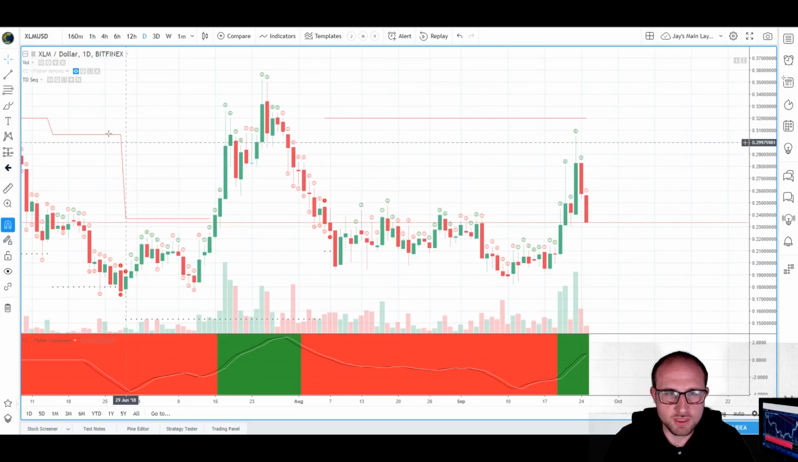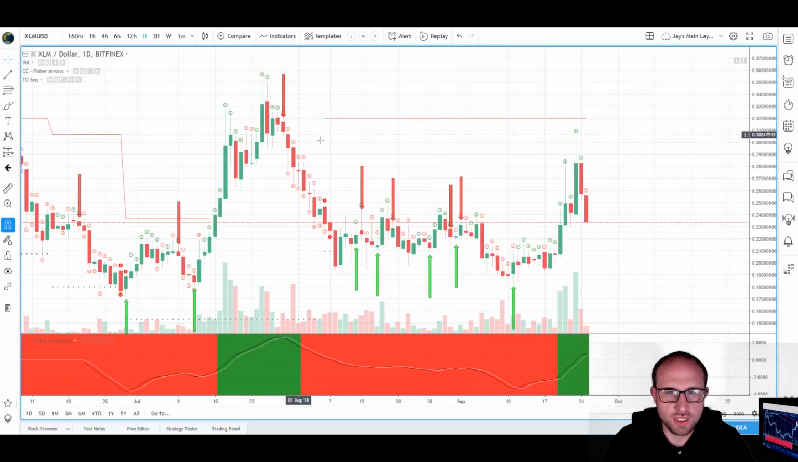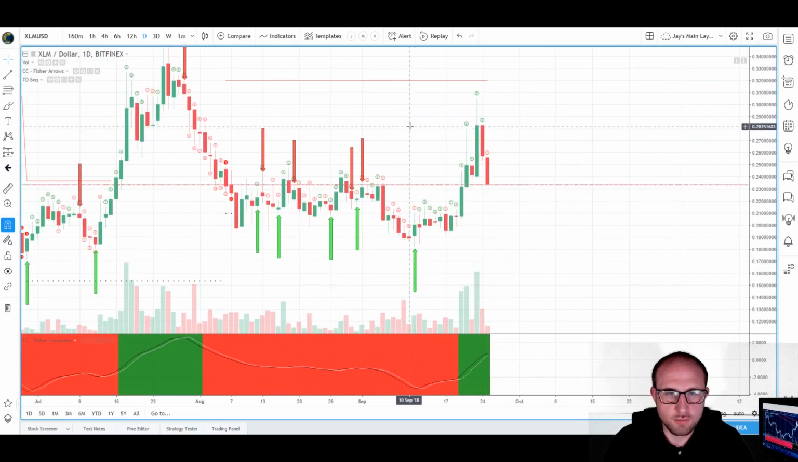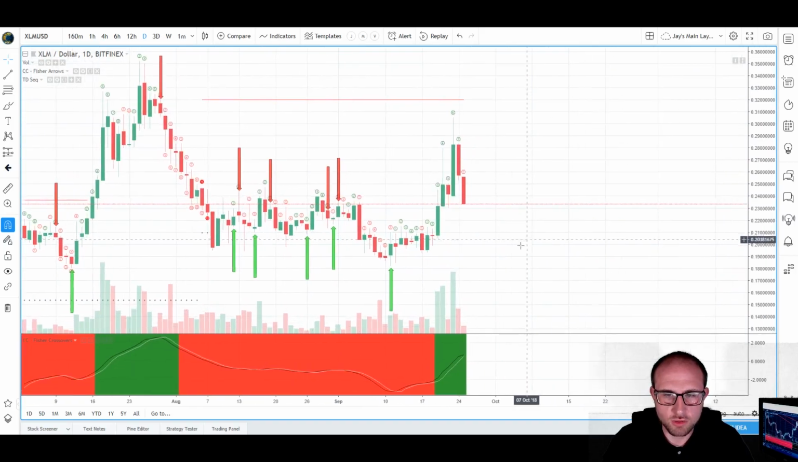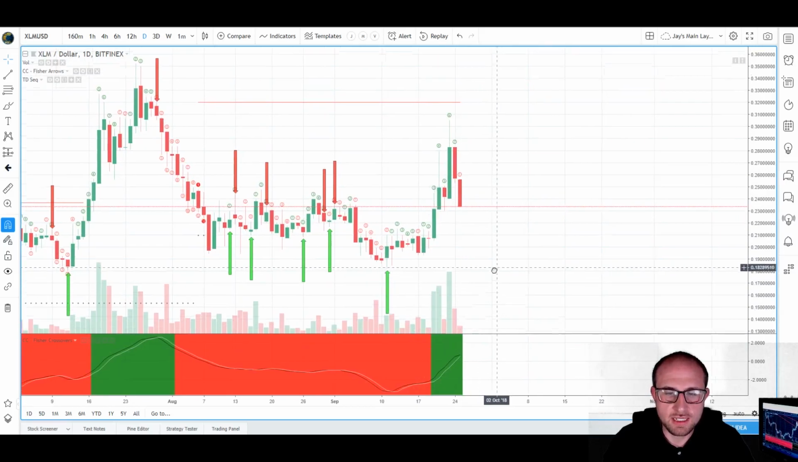Obviously, there was a lot of potential for short trades here. We take a look at the market strategy in this down market. You could have taken any of these short positions and been quite profitable. And now we're moving to the upside, and we could be looking to take a downside.